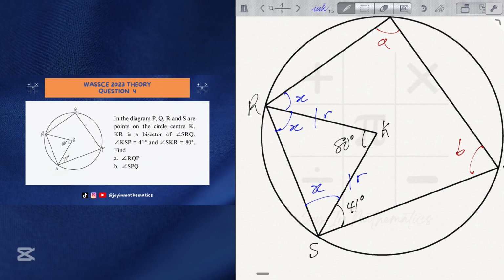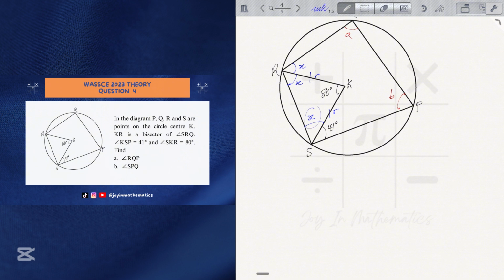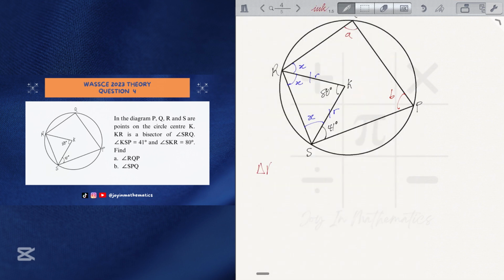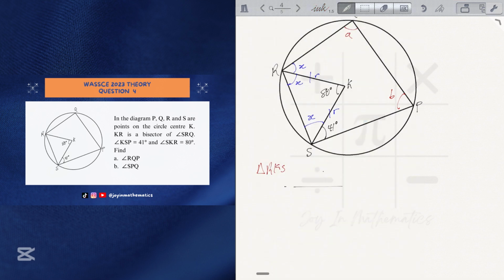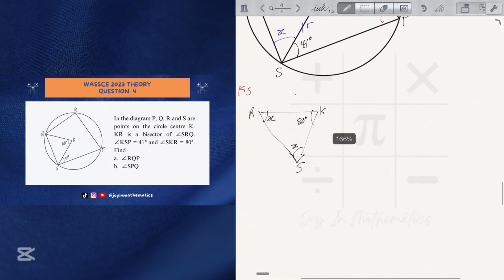So this will be equal to X. Now in view of that, let's find the value of angle RSK. So we are considering triangle RKS, and if you draw the triangle out, we have something like this. We have 80 degrees, we have X, and we have X. This is K, R, S. So with this, we can find the value of X.